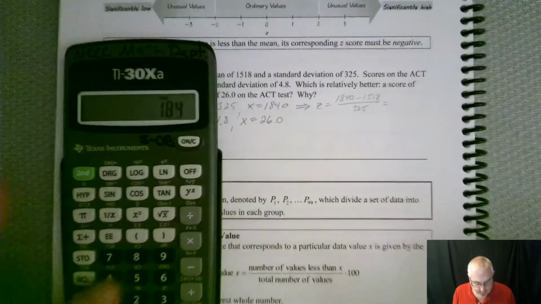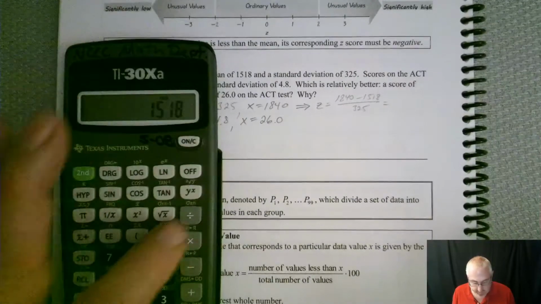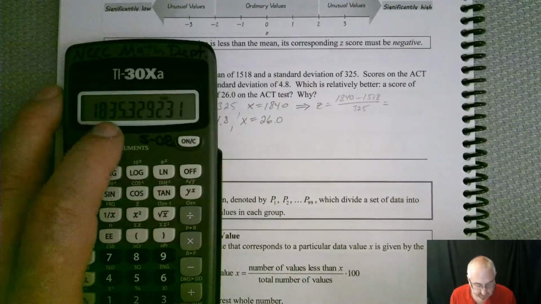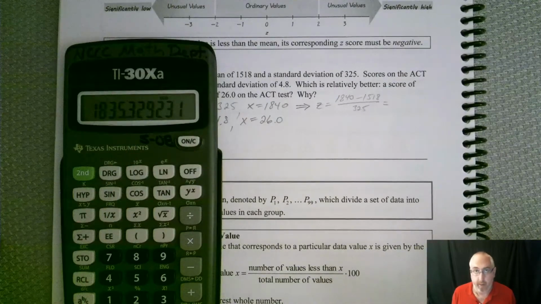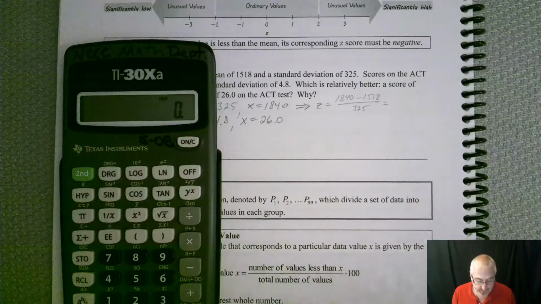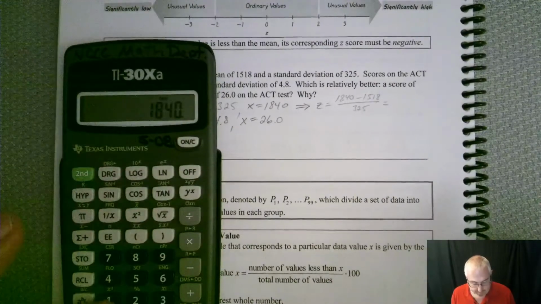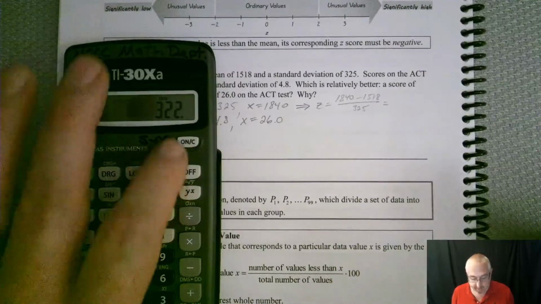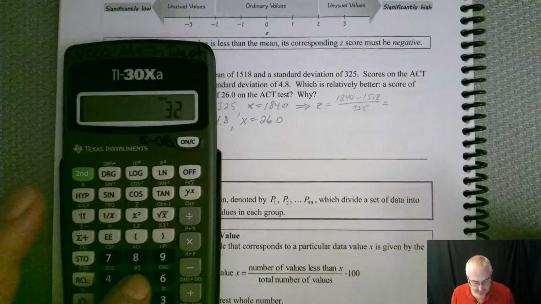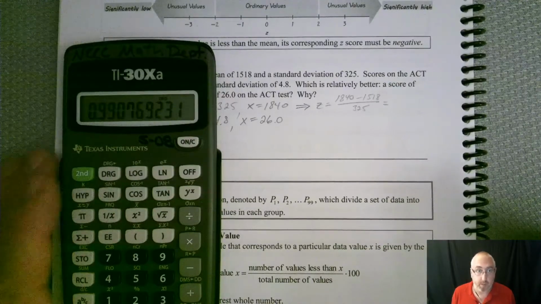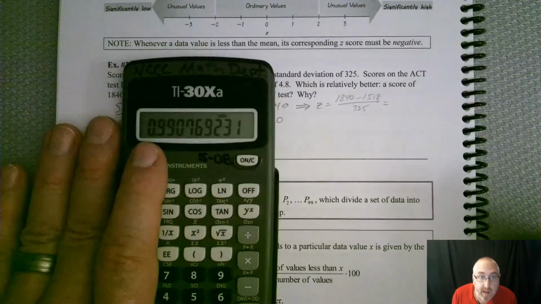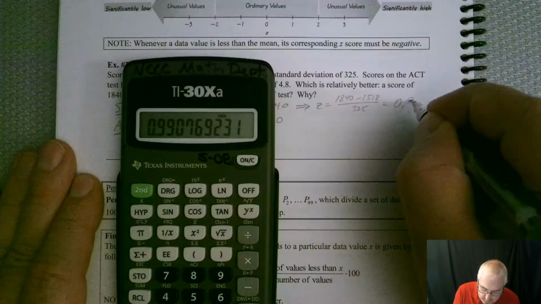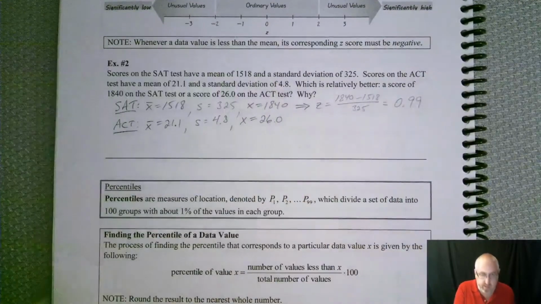So if I said 1840 minus 1518 divided by 325, I get 1,835.32, which is not right. It's way too big. But if you do it in 2 steps, so do the subtraction, then hit equals, and then divide it by 325, we get a different answer. It's hard to see, but 0.9907, and so on. So let's round it to 2 places, to 0.99. Okay, so there's that one.